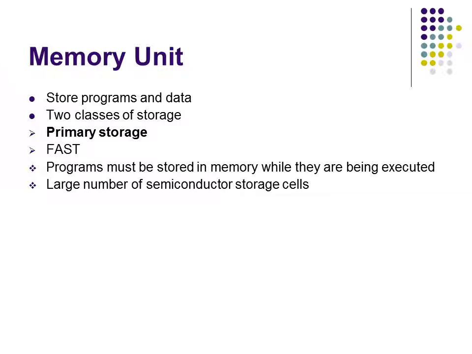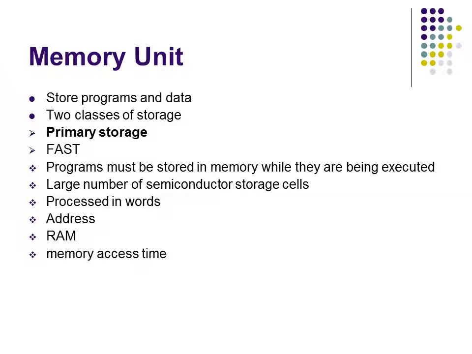In the memory we have a large number of storage cells. Each storage cell is capable of storing 1 bit of information, and information is processed in terms of words, and every word has its own memory location called an address. The example of primary storage is RAM, which is temporary storage, and in RAM we can store frequently used instructions. The memory access time of RAM is very low. First of all, what is memory access time? The time taken to access information from the memory is called memory access time.